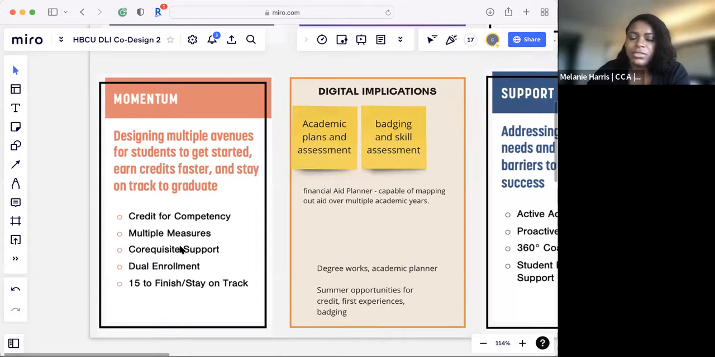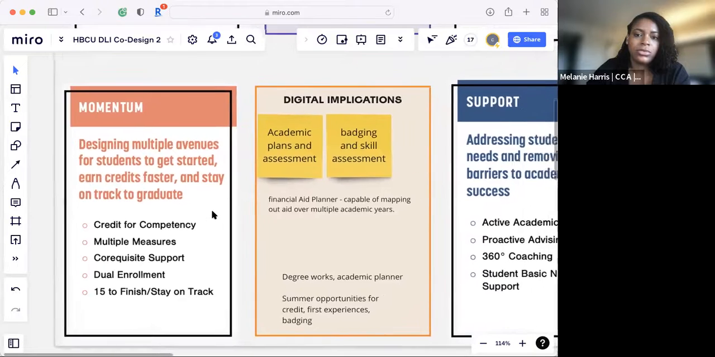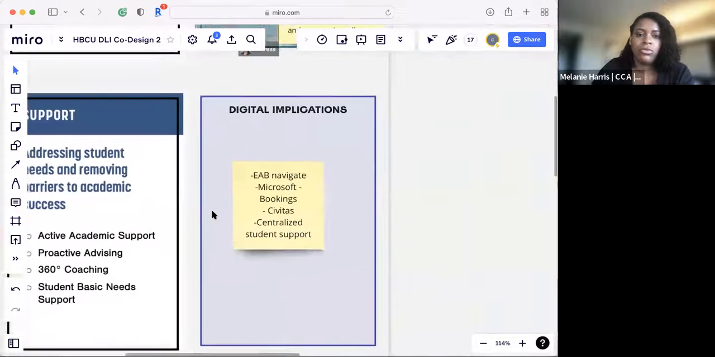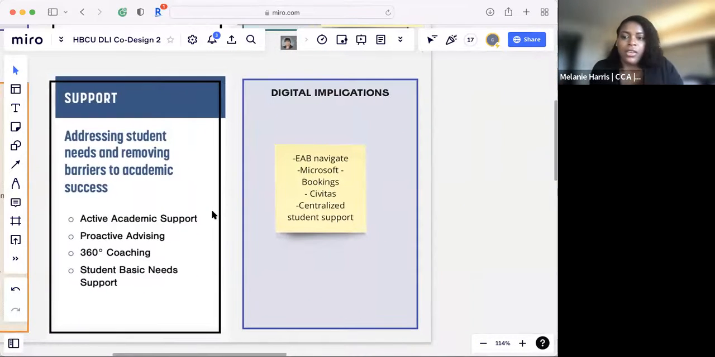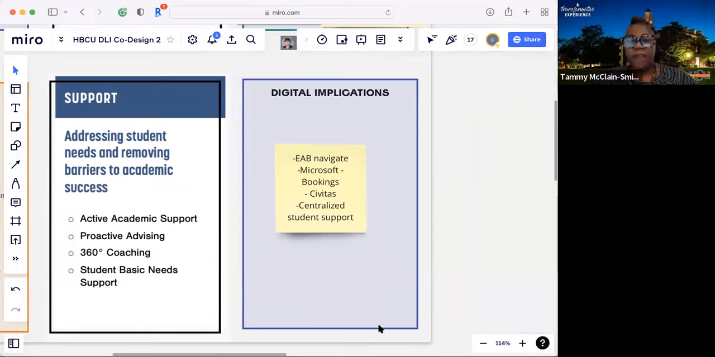Thank you, Richard. Anyone else want to chime in before we move to support? Right, support pillar, volunteer. I'll volunteer. Thank you, Tammy.